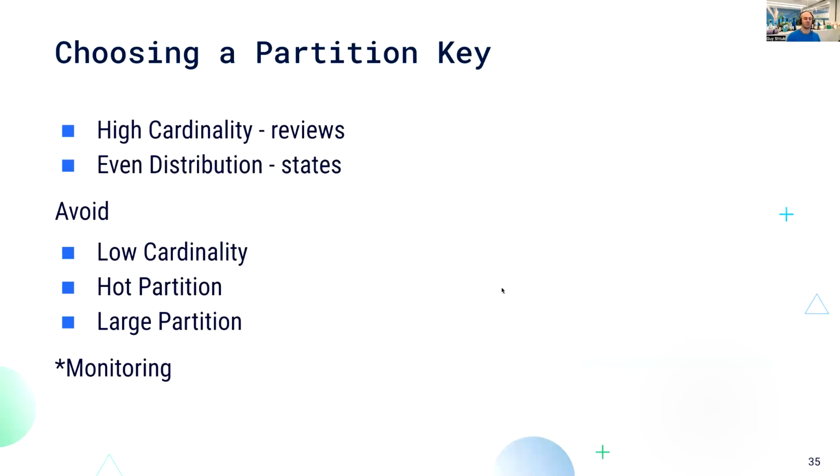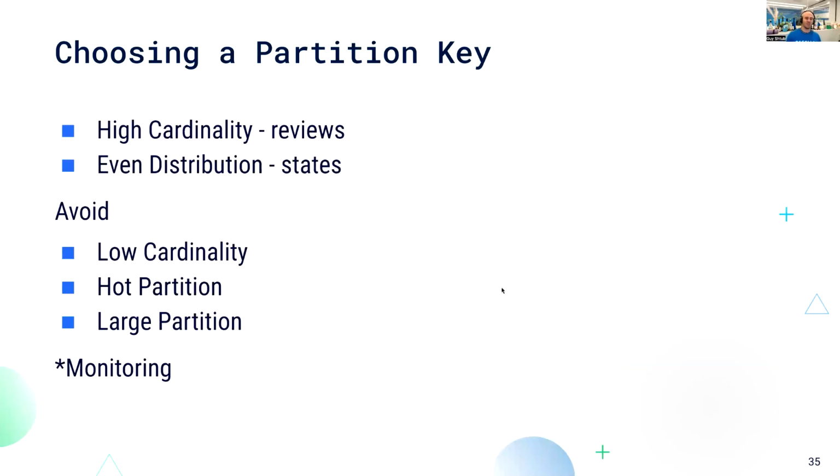And of course, the opposite of that is you want to avoid low cardinality. What does that actually mean? Maybe an example. So let's say our table is people in the United States. If I choose the state as a partition key, then that's probably not a good choice because we have just 50 states in the United States. So that's low cardinality. That would not be a good choice.